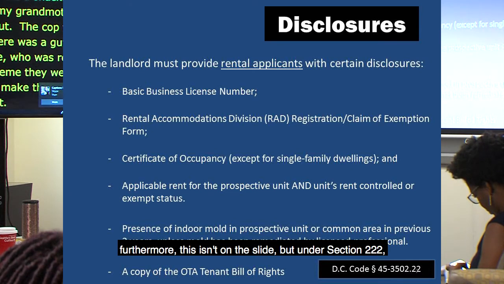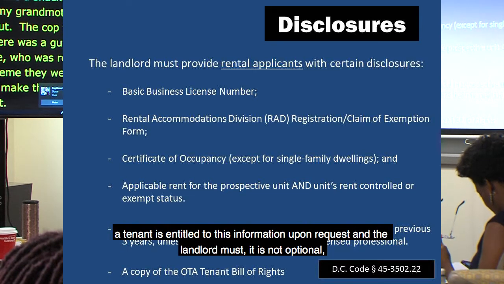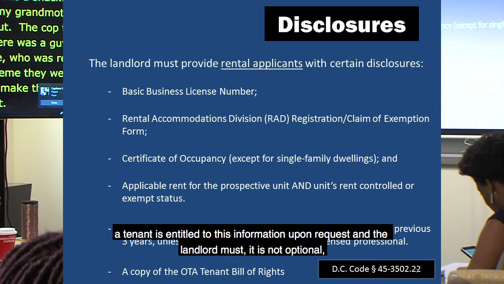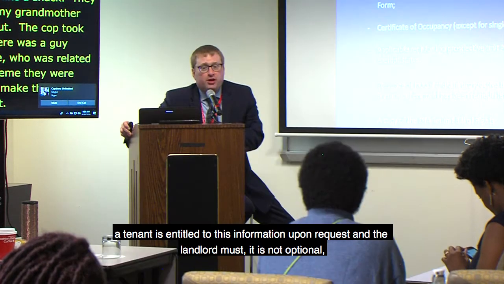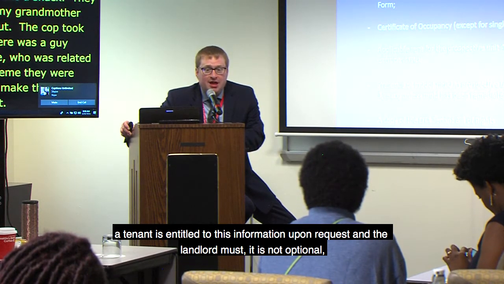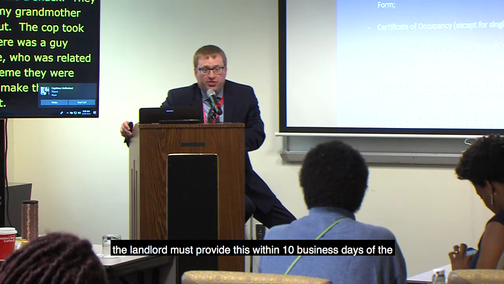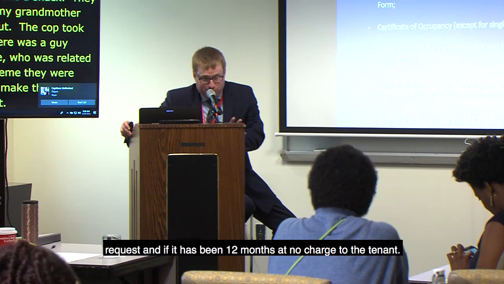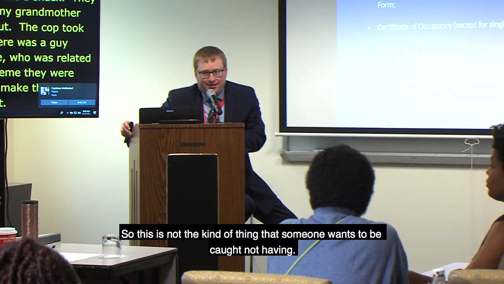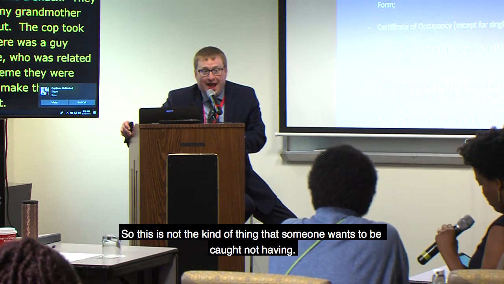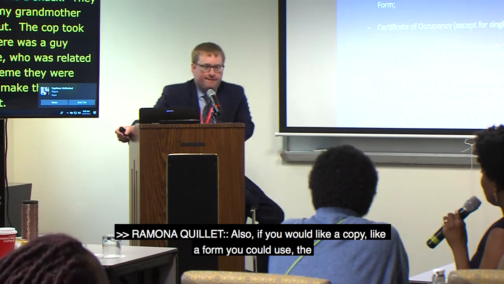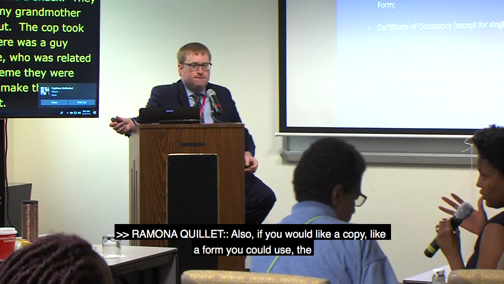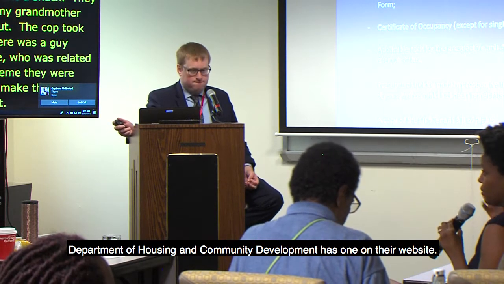And furthermore, this isn't on the slide, but under section 222, a tenant is entitled to this information upon request, and the landlord must, it is not optional, the landlord must provide this within 10 business days of the request, and if it's been 12 months, at no charge to the tenant. So this is not the kind of thing that someone wants to be caught not having. Also, if you would like a form that you can just use, the Department of Housing and Community Development has one on their website.